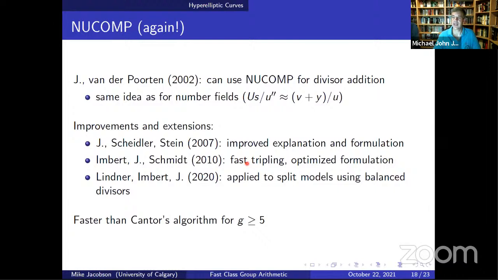And the upshot is that now NUCOMP is the method of choice for hyperelliptic curves of genus bigger than or equal to 5. It's faster, and as the genus gets bigger, NUCOMP gets increasingly more efficient relative to Cantor's algorithm, just like with Gaussian composition and NUCOMP in the number field case. So if you don't know about this and you're interested in function fields, this is a really important algorithm to be aware of. I don't believe this is yet implemented in any of the computer algebra systems, but I have an undergrad student who's just started working on that, and hopefully that'll come soon.